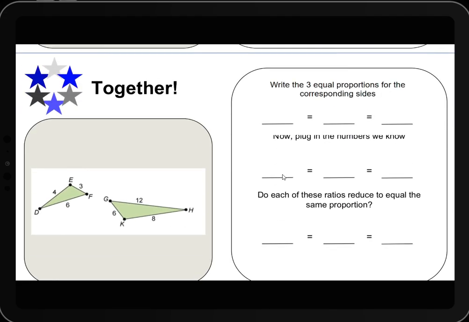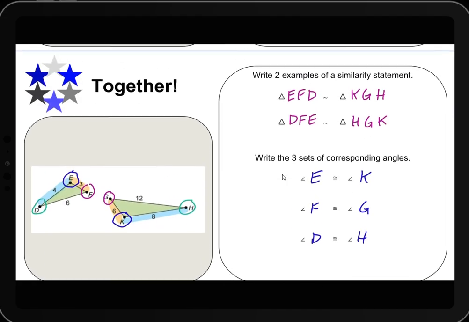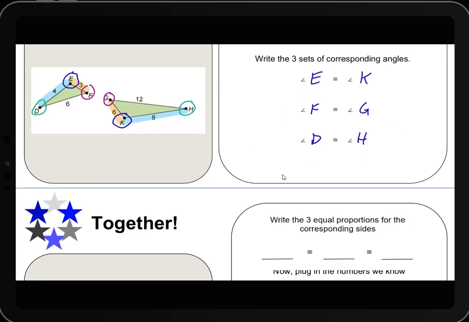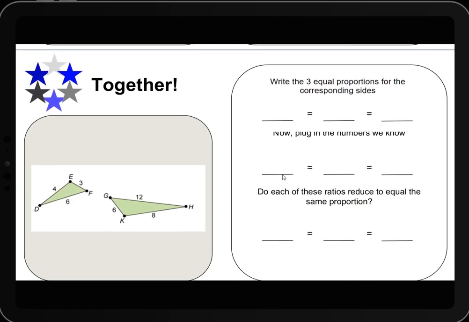Here you can do it again. In this case, what we're going to do first is write the ratios. And we kind of already started doing that as well. So if I use those sets that I had before, I identified segments first and I wrote a similarity statement. So now that I've seen that, I can say, okay, this is going to end up being EF divided by KG. And the next one will be ED divided by KH. And then the last one is going to be DF divided by HG.